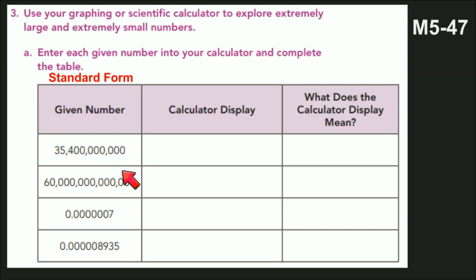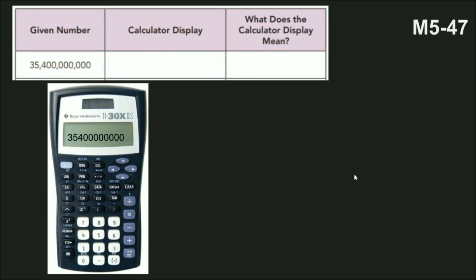Now we have some extremely large numbers at the top. We have some extremely small decimals down here at the bottom. But you're writing standard form. So let's do one of these together, and then you're going to have some time to work. So as you can see in the first one, I took my calculator and I just typed in that first number that was given to us. So I'm going to give you a second. Go ahead and type in our first number, which is 35,400,000,000.